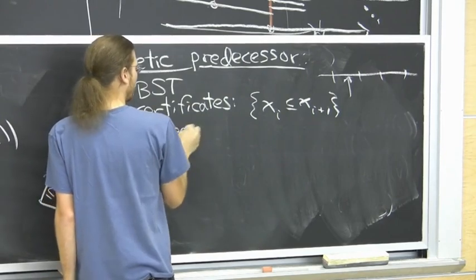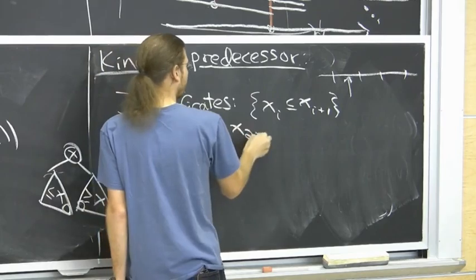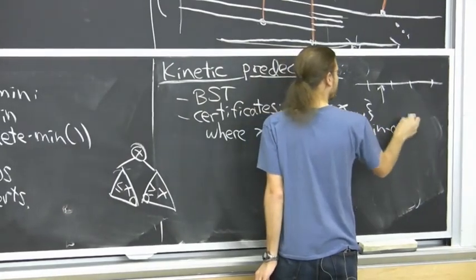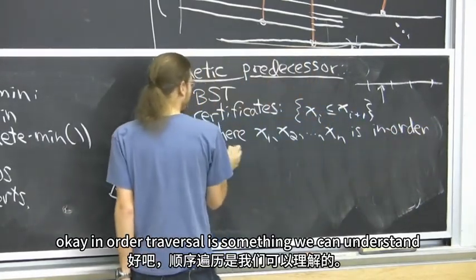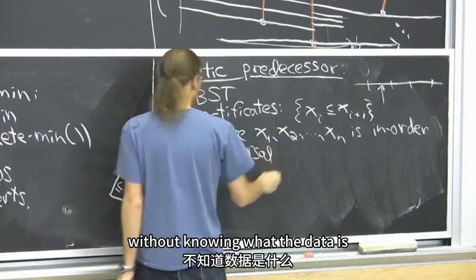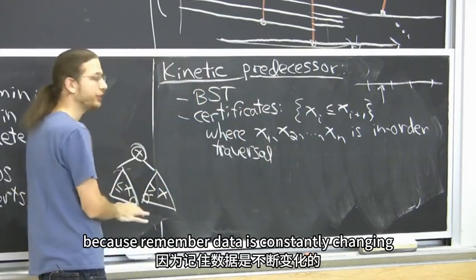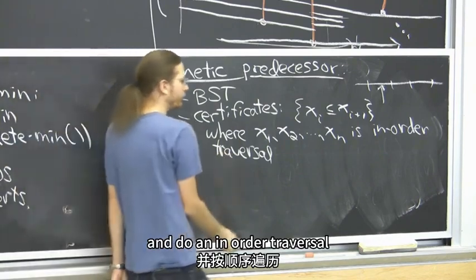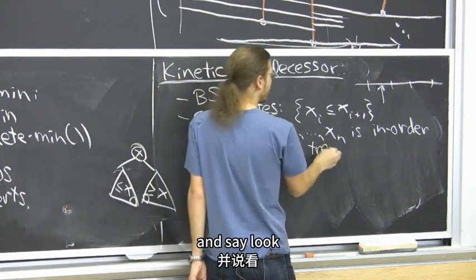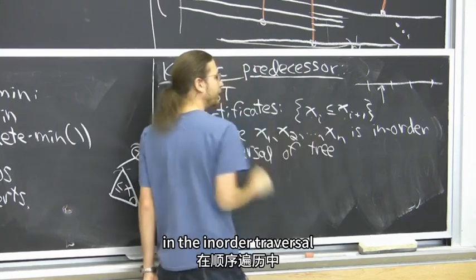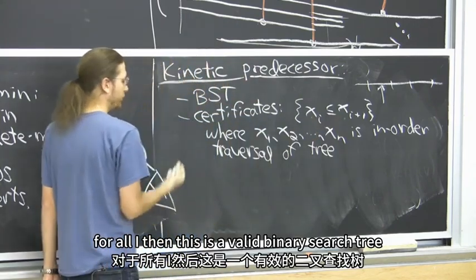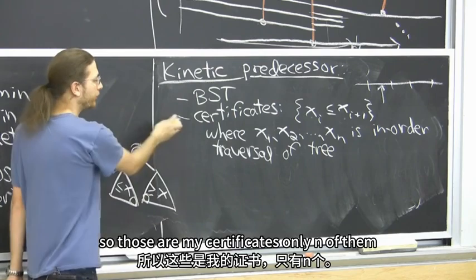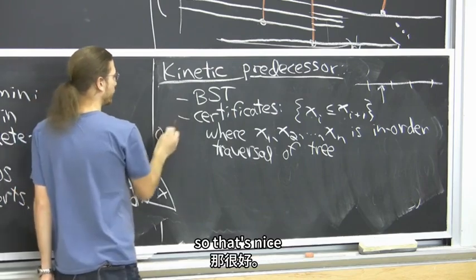It's not going to be sorted, but this is an in-order traversal. Okay, in-order traversal is something we can understand without knowing what the data is, because remember, data is constantly changing. We can't really use the keys here. But we can use the abstract shape of the tree and do an in-order traversal and say, look, as long as xi is less than or equal to xi plus 1 in the in-order traversal for all i, then this is a valid binary search tree. If an in-order traversal stays sorted, we're golden. So those are my certificates, only n of them. So that's nice.